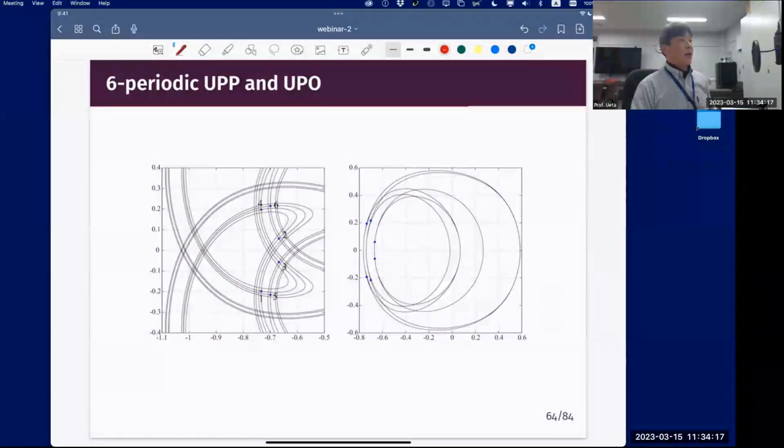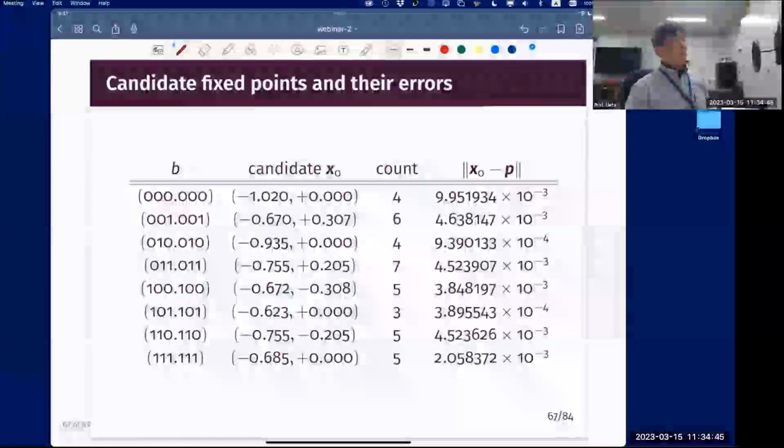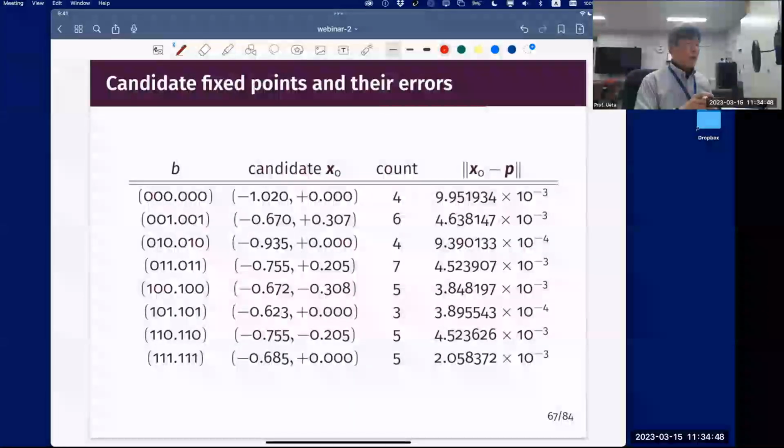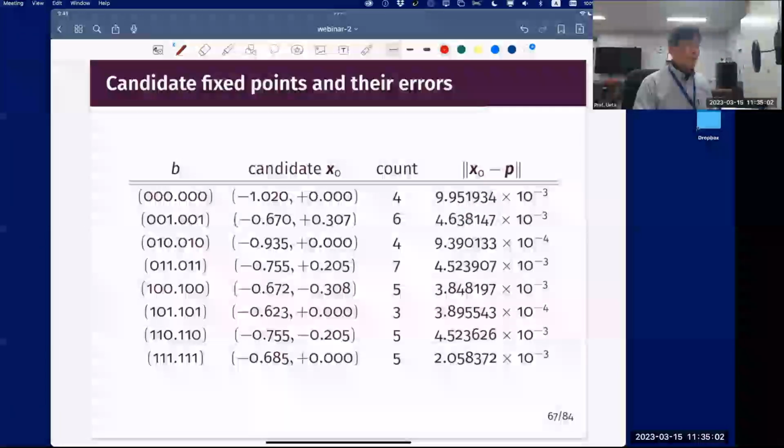Okay, here comes another example with the same structure, a 6 periodic unstable periodic point and the corresponding unstable periodic orbit, unstable but embedded inside the horseshoe structure. 8 periodic, and so on. You specify the number of periods, and locate it roughly by tracking the manifold and the intersections, then Newton's method can solve the accurate location of the unstable periodic orbit.